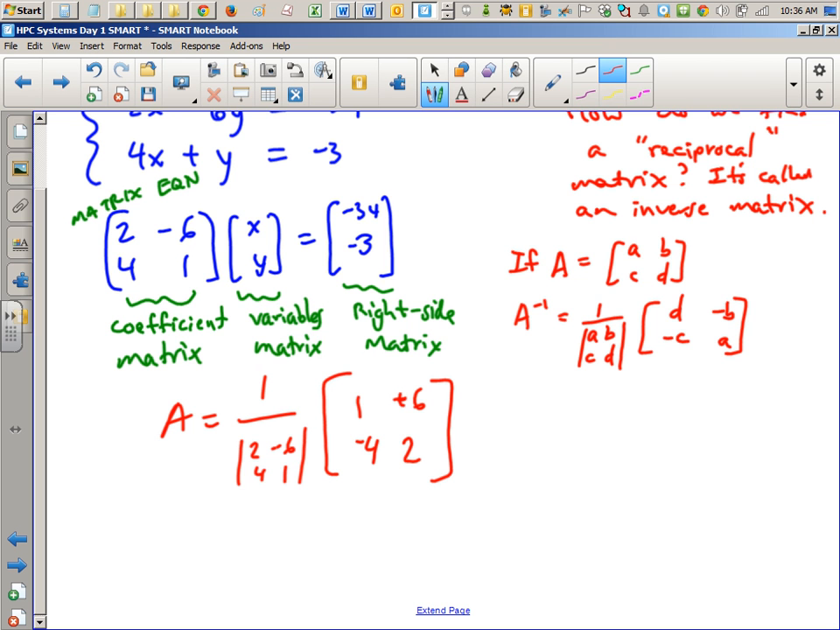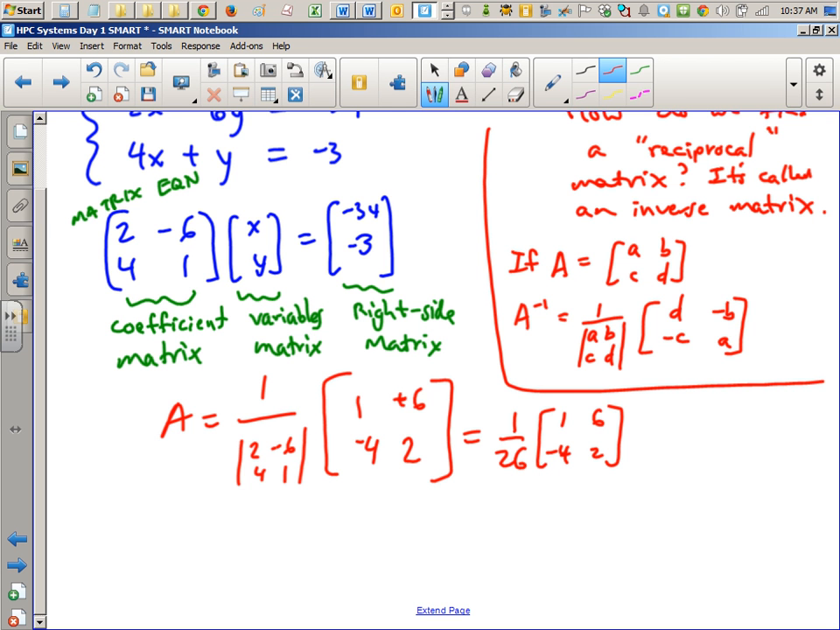You do have to find the determinant there. So remember, you just kind of cross multiply and subtract. So what is 2 times 1? Take away 4 times negative 6. Isn't that 2 minus negative 24? Turns out it's 26. Okay, so our magic reciprocal matrix is 1/26 of the matrix 1, 6, negative 4, 2. If you want to, you can distribute that in, or you can leave the 1/26 out front. It doesn't matter. Technically, you're supposed to distribute it in, but let's go on with the problem now.